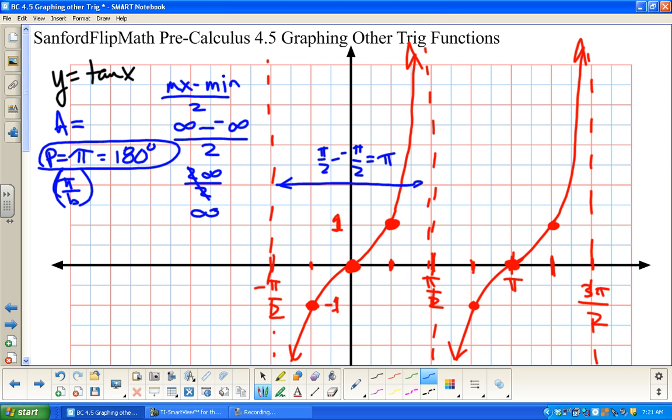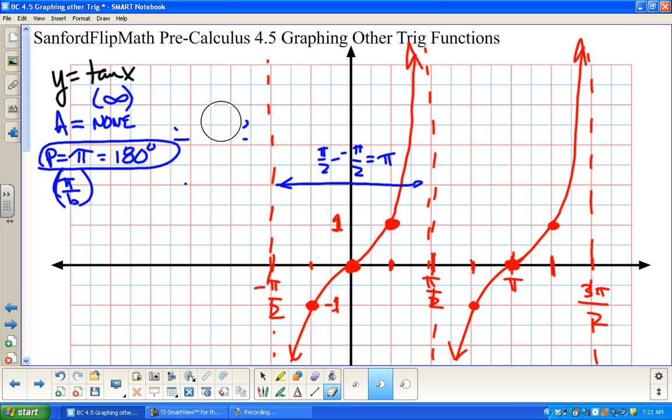So amplitude, because there is no actual number, remember infinity is not a number, it's a philosophical idea, there is no amplitude. Now some people are going to actually say infinity, and I will accept that, because it's infinitely high. Half of infinity, it's still infinity. My cute little math there is interesting, if nothing else. So amplitude, infinite or none. You could say not applicable if you prefer. Period, 180. Now there's no phase shift or vertical shift on this graph because it's a parent function, but they work the same way as with sine and cosine.